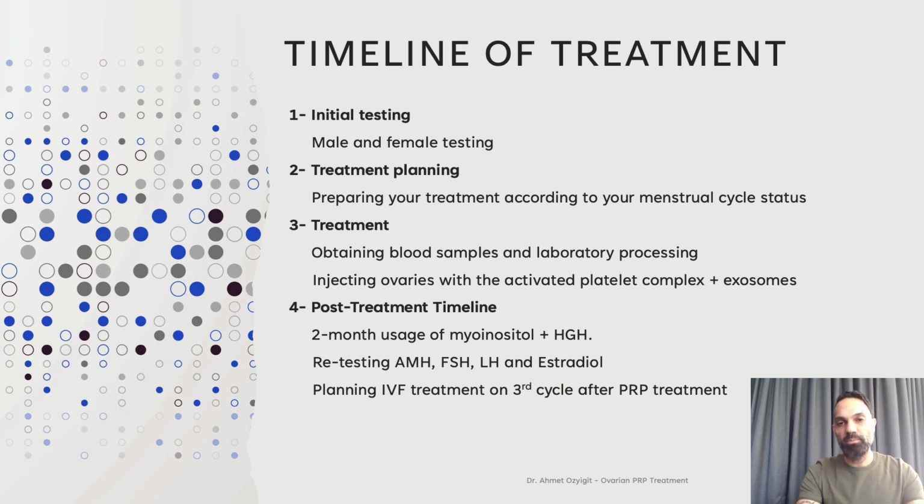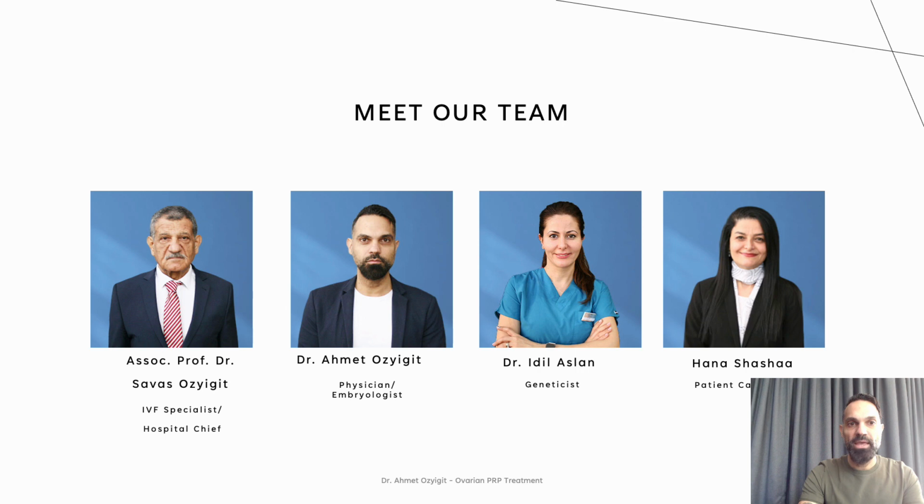then after the treatment, we would prescribe you myo-inositol, HGH, and then we would ask you to retest your AMH level, get another scan, measure your hormones, and then we would plan your IVF treatment on the 3rd cycle after the PRP treatment. So this is pretty much it for today.